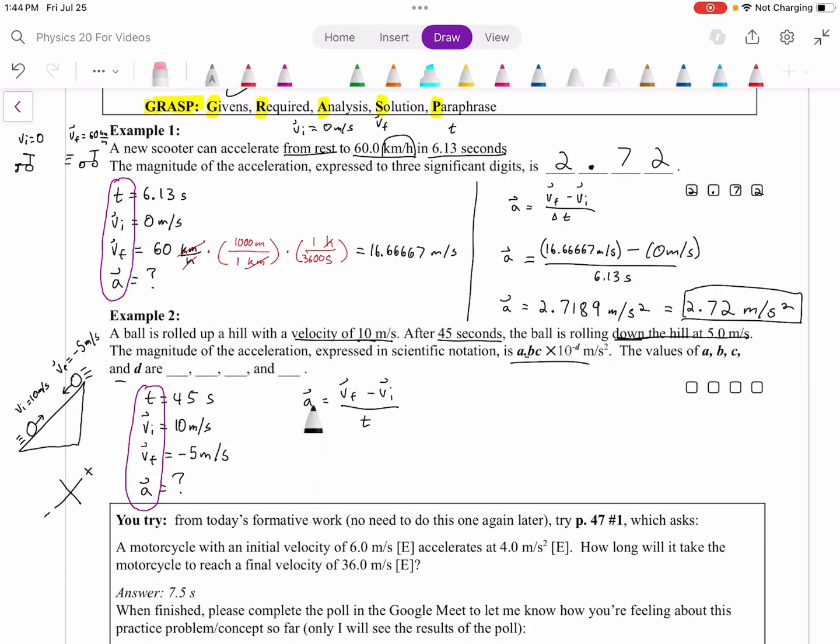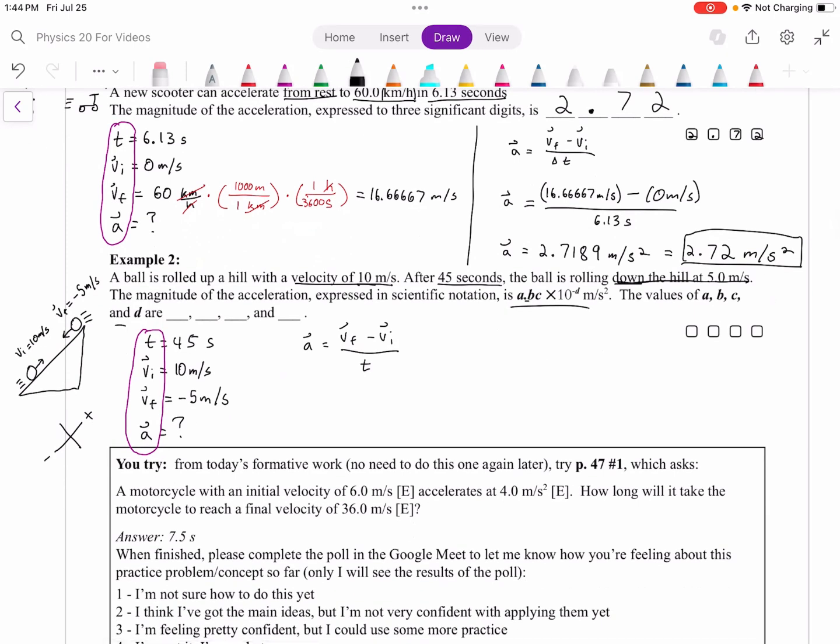So once again, life's good. We don't need to manipulate this, right? It's already solved for what we want. So we're ready to just plug in our numbers. Luckily, we have a nice little list here where we can just take VF and put it right in there, right? VI, time, and that gives us this equation after plugging everything in.